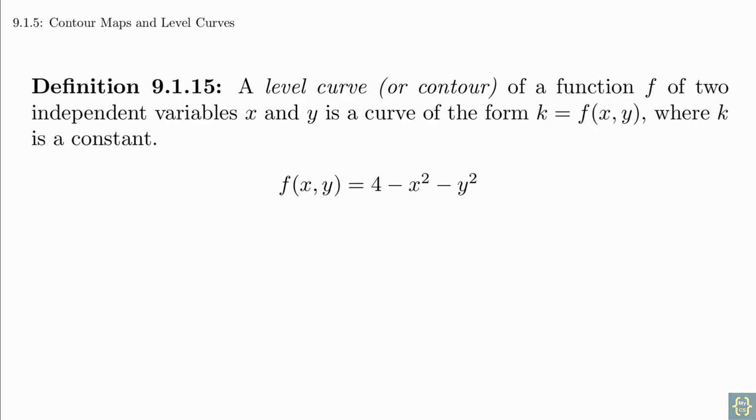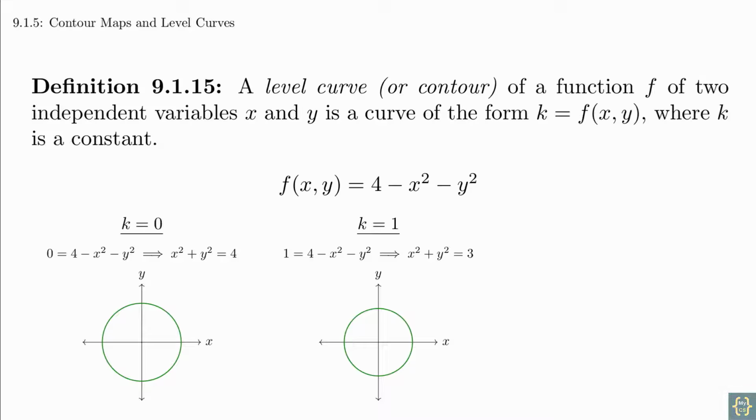Let's look back at the example we used earlier. What is the level curve at height 0? We simply set the left side to 0 and move terms around to get x squared plus y squared equals 4. In other words, we get a circle of radius 2 centered at the origin. Let's look at the trace at height 1. This gives us a circle of radius square root of 3. And at height 2, we get an even smaller circle.